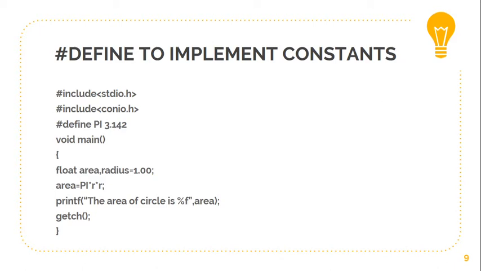In the main function, this program is for identifying the area of a circle. Here I have taken area and radius, and I am going to calculate the area, that is pi into r, pi r square. Then I am going to display the value, that is area. Here we are going to see the output as 3.142, as I have taken the radius as 1.